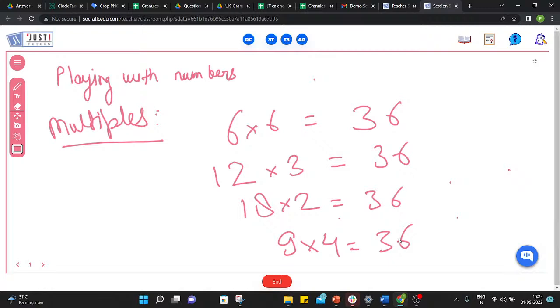Okay, so I hope you understood this. Let me tell you one more example, a few more examples. Okay, let me just take the eraser tool first.